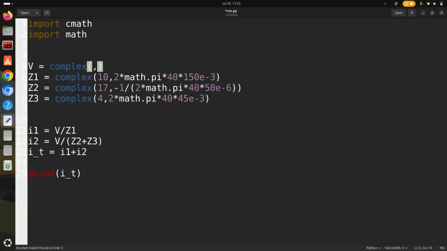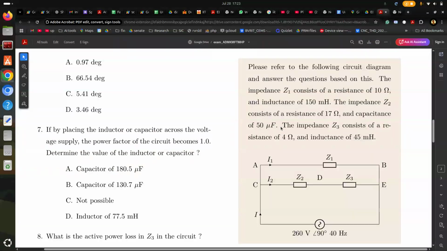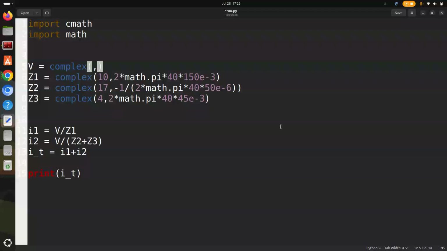Now I need to define the voltage. So what is the voltage here? You can see 260 volts, and the angle is showing 90 degrees already. 90 degrees, if you convert to a complex number, will directly become plus j. I think I'll be a little lazy. Actually, I should do it properly, but in the interest of time, I'll make it 260 and 90. So in fact, it will be 0, 260.